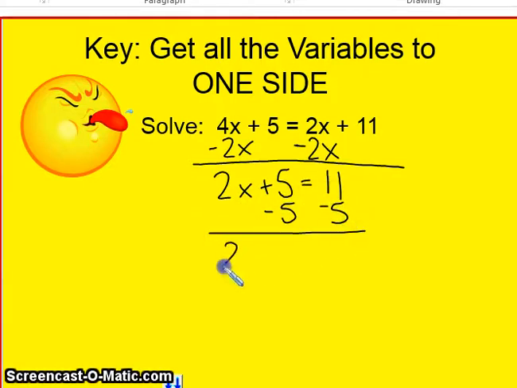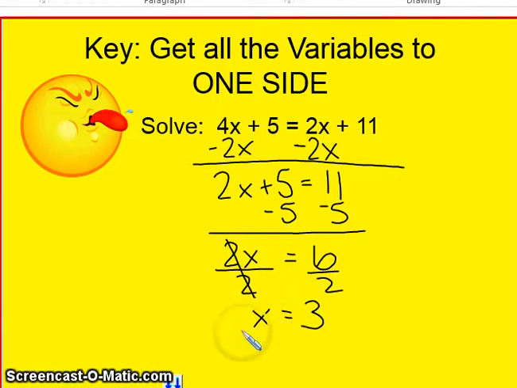I can bring down my 2x. Positive 5 minus 5 is 0, and 11 minus 5 is 6. And then finally, since I'm multiplying 2 times x, I'm going to divide by 2. My 2's cancel, and I'm left with x equals 3. Now I could check this by plugging 3 into my original equation for both of these x's, and I should get a true statement, like 17 equals 17.